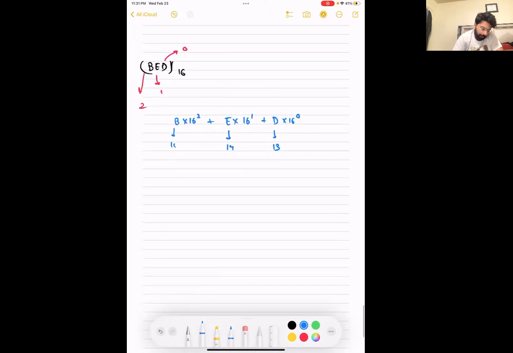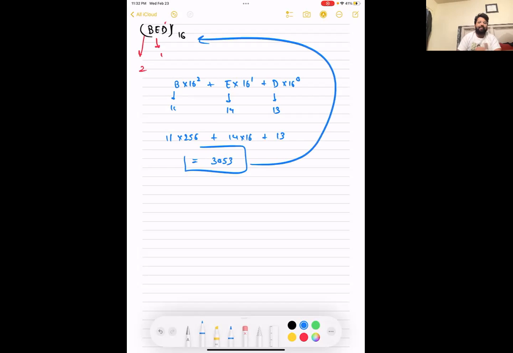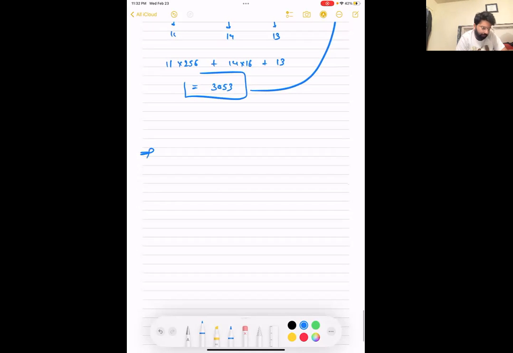Okay, so if you do the math, 16 multiplied by 256 plus 14 multiplied by 16 plus 13, this comes out to be 3053, which is the value of BED in hexadecimal. So it's pretty straightforward and it makes a lot of sense. Now, on to the next problem.